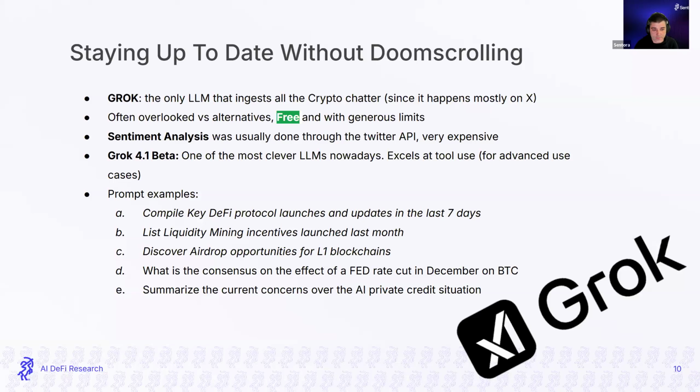It's also very good for airdrop farming, to come up with new ones. To gauge consensus on something like macroeconomic decisions, like a potential Fed rate cut in December, is also really interesting. Or summarizing some major topic that everyone is speaking about. In this case, maybe the AI private credit situation, which some people in crypto might not be super aware of, it is going to be able to come up with a very compact summary that will allow us to keep up with everything going on.